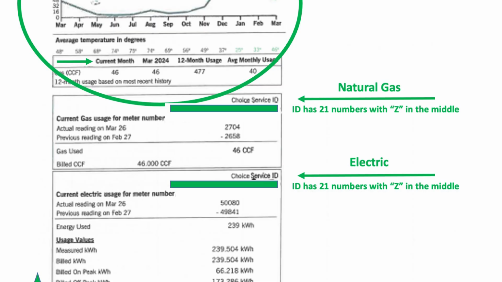It's been blocked out because we're not going to show you theirs. Also, the top of every page of your bill has an account number. Keep that number to yourself too, because sometimes they can make use of that one if you don't give them the choice ID. And we've taken that out as well. So that's it.